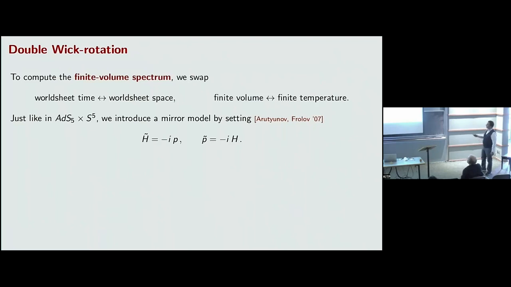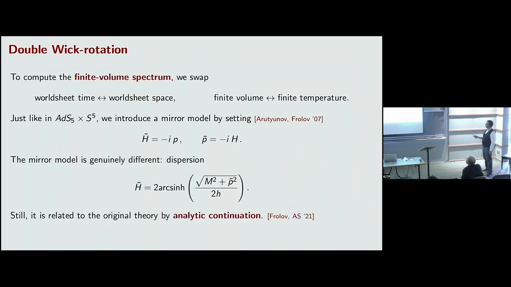And if you exchange space with time, you exchange the Hamiltonian and the momentum. So the new model has a tilde, this mirror model, and the Hamiltonian is minus i p, the momentum of the old model, and vice versa, p is minus i H, p tilde is minus i H. If you do that in a relativistic theory, you go back to where you started. If you do that here, you get a theory with a dispersion relation that looks nothing like the one you started with. It's a new model with different symmetries and different dispersion, but the symmetries and the dispersion are related to the old model by analytic continuation.